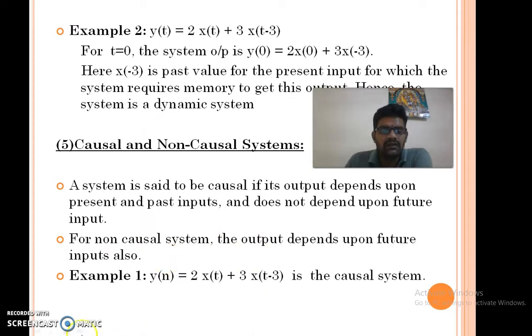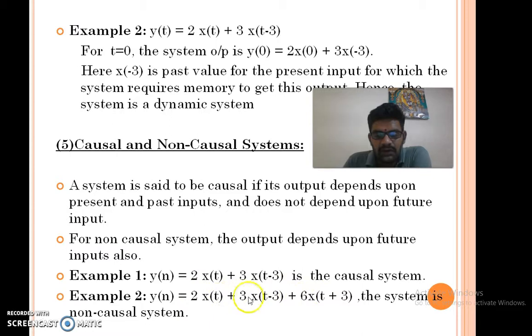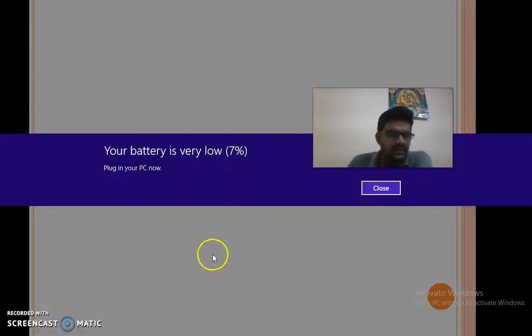For example, y of t is equal to 2 into x of t plus 3 into x of t minus 3. The present output y of 0 is equal to 2 x of 0 plus 3 x of minus 3. That means the present output depends on present and past inputs only. The system is a causal system. In this case, suppose y of 0 is equal to 2 into x of 0 plus 3 into x of minus 3 plus 6 into x of 3. That is, the present output depends upon present, past and future values of the input. Then the system is a non-causal system.